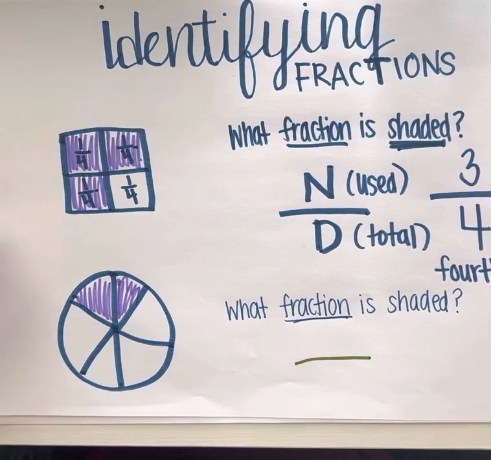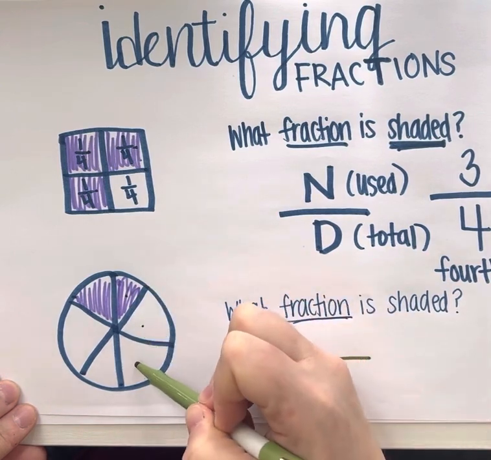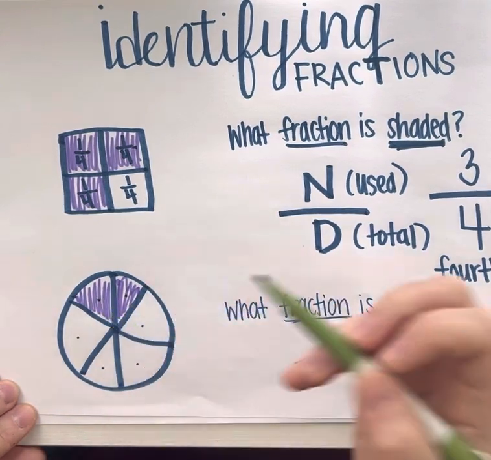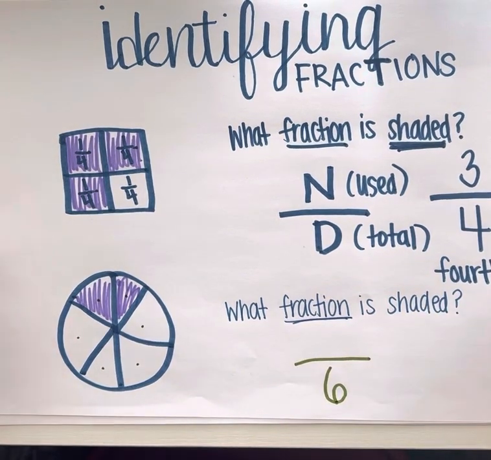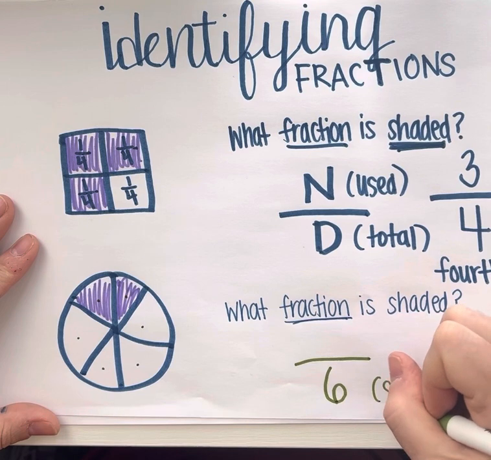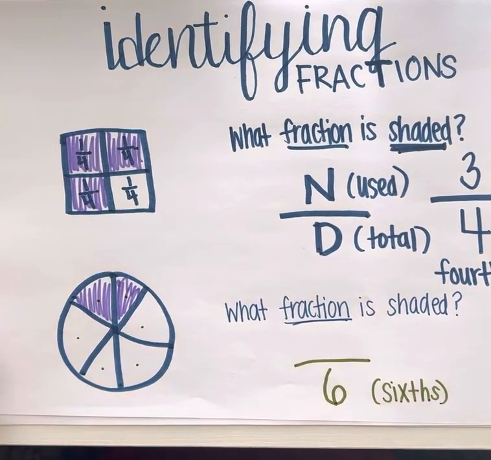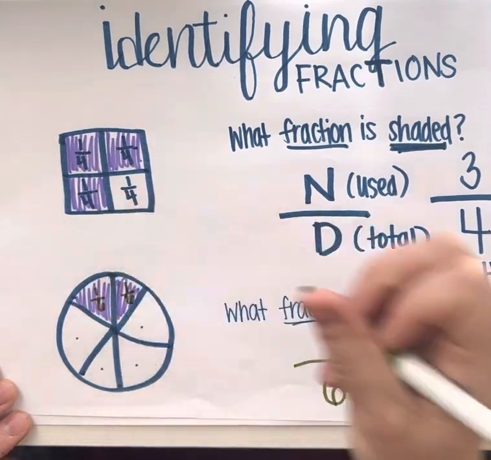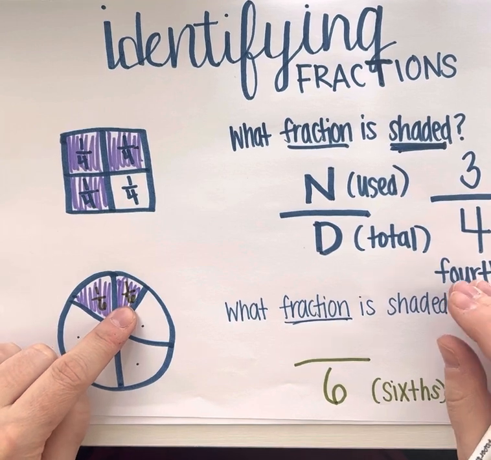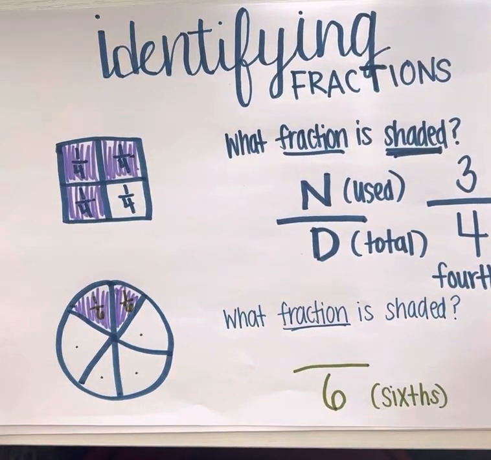So I'm going to count how many total equal parts there are in this circle whole here. So I have 1, 2, 3, 4, 5, 6. So my denominator is going to be 6. The fractional name for the 6 is sixths. So I'm going to label these 1/6 and 1/6. There are 6 1/6 to make up this whole.